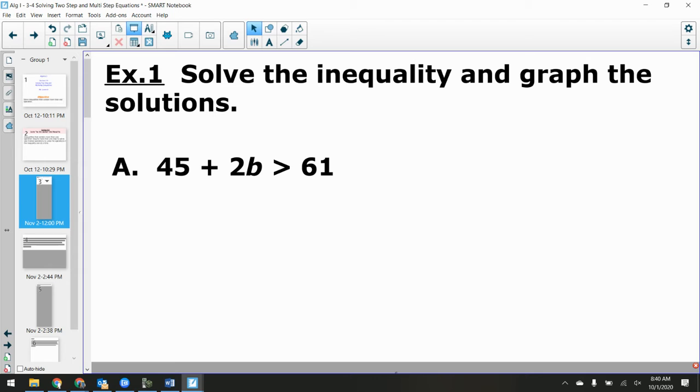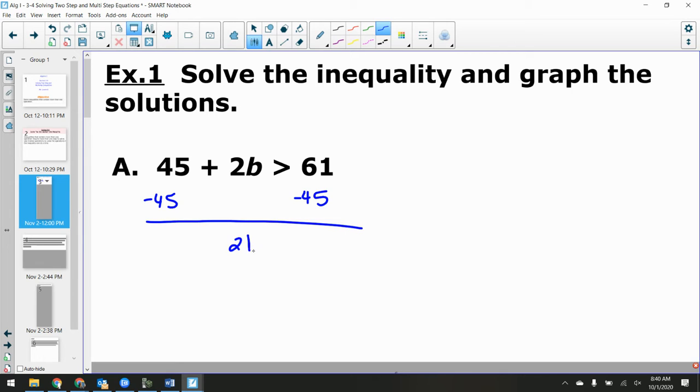45 plus 2b is greater than 61. Okay, so what operation do I do first? What do I do first to solve this inequality? Subtract the what? Good. Let's subtract 45 from both sides. We subtract 45 from both sides. And that's going to get us 2b is greater than 16. And then what finishes it off? David? Good. So that gives me b is greater than 8.